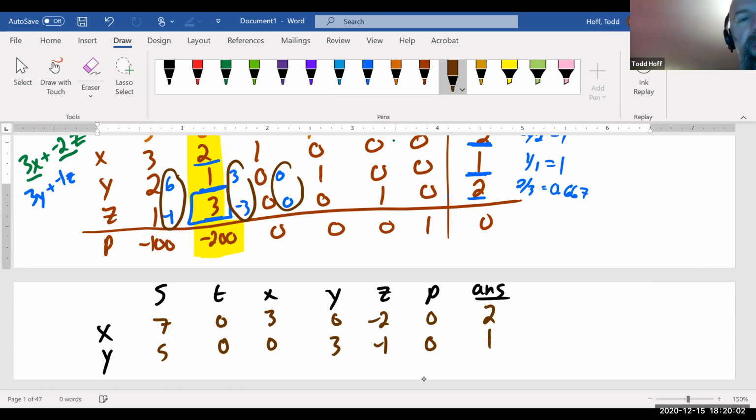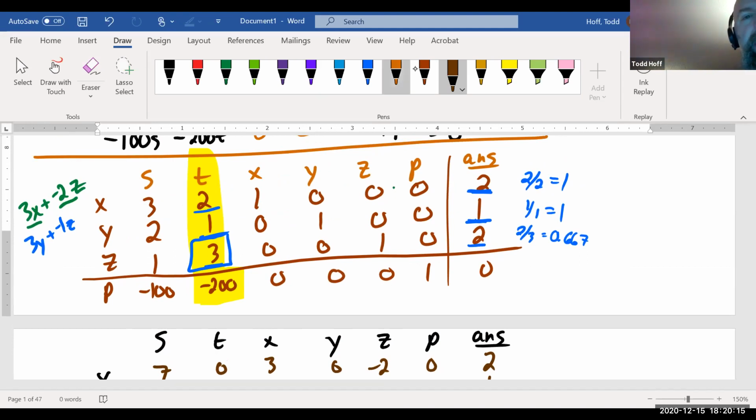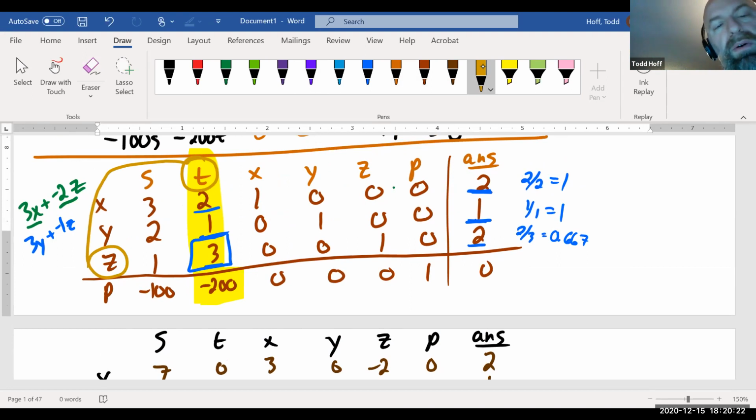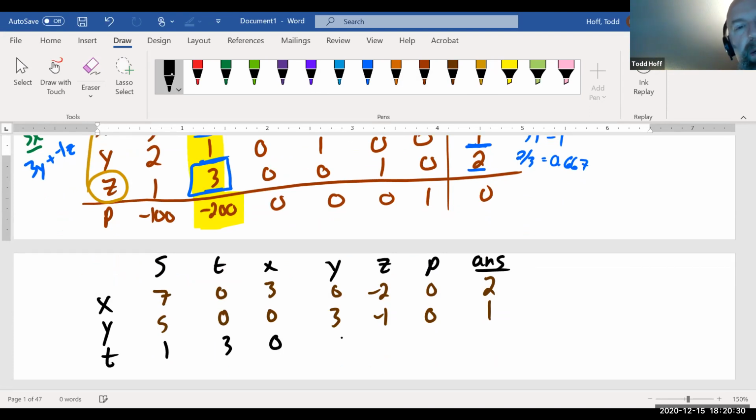So I'll clear out all those temporary numbers. Now row z is going to stay the same. That's my pivot row. But the title of my pivot column is going to replace the title of my pivot row. So it's not going to be row z anymore. It's going to be row t. But the numbers are going to stay the same. So I'm going to put a t here, but it's going to stay 1, 3, 0, 0, 1, 0, 2.